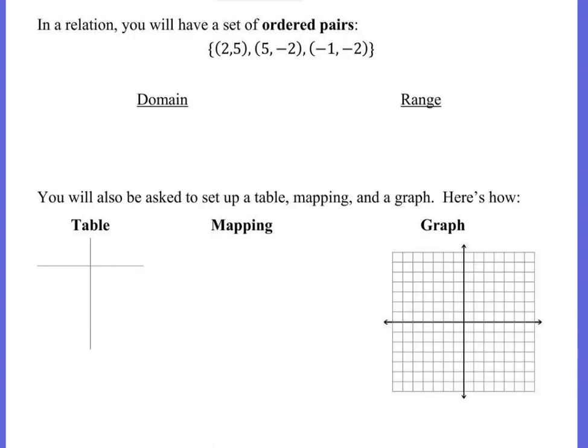So, how do we do mappings? Well, I'll get there, I guess. In a relation, you have a set of ordered pairs. So here is a relation right here. It's just a comparison of a couple of things. 2 with 5. 5 with -2. -1 with -2. What's the domain? All the x values. So I'd write D for domain equals, this is a set, so I'm going to use the squiggly brackets again. And all the x values are just 2, 5, and -1.